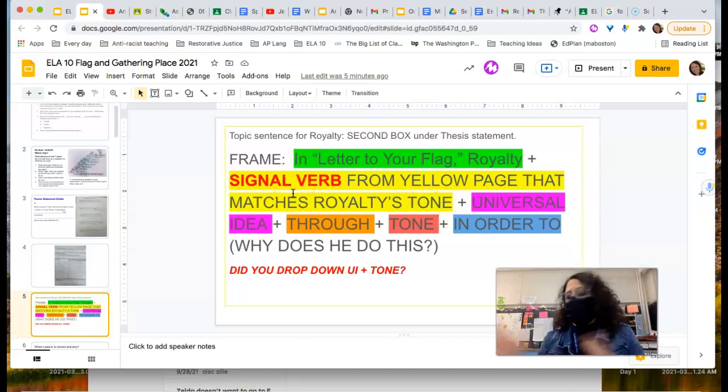So we're still working on this topic sentence. You next want to go to the signal verb page. So that is another yellow page in your notebook that looks like this.